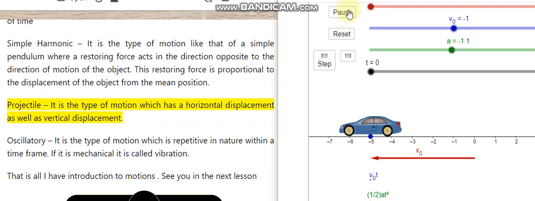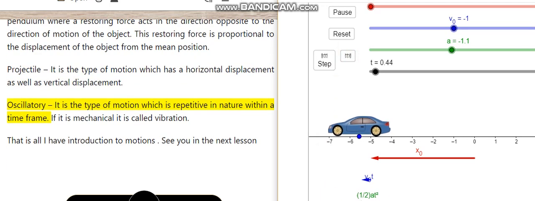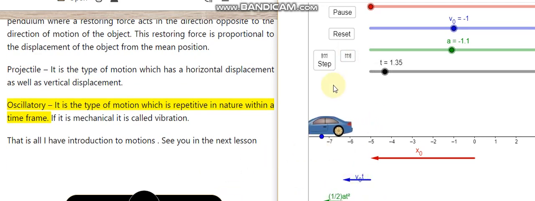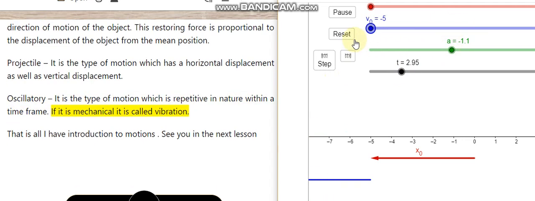Projectile. It is the type of motion which has a horizontal displacement as well as vertical displacement. Oscillatory. It is the type of motion which is repetitive in nature within a time frame. If it is mechanical, it is called vibration.